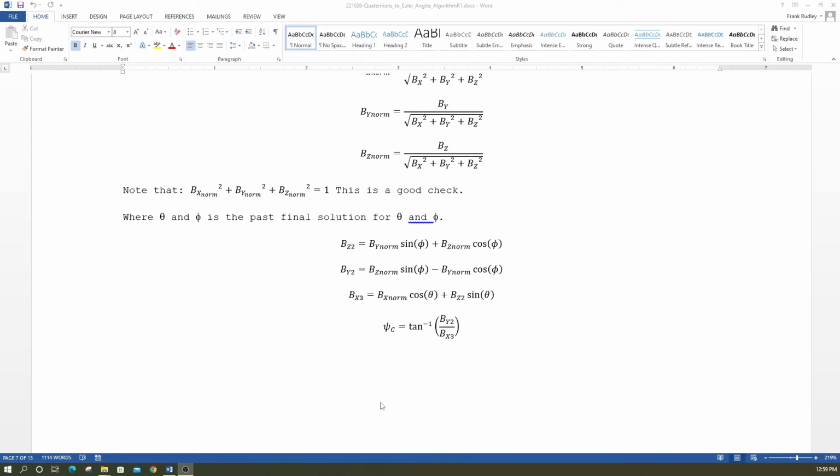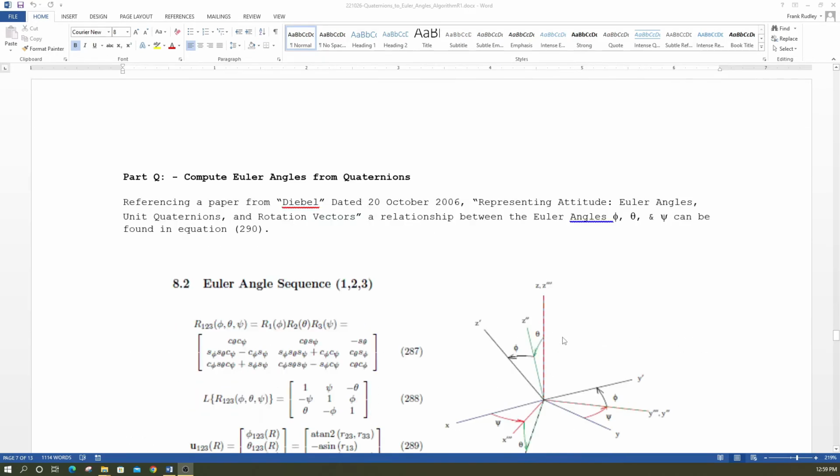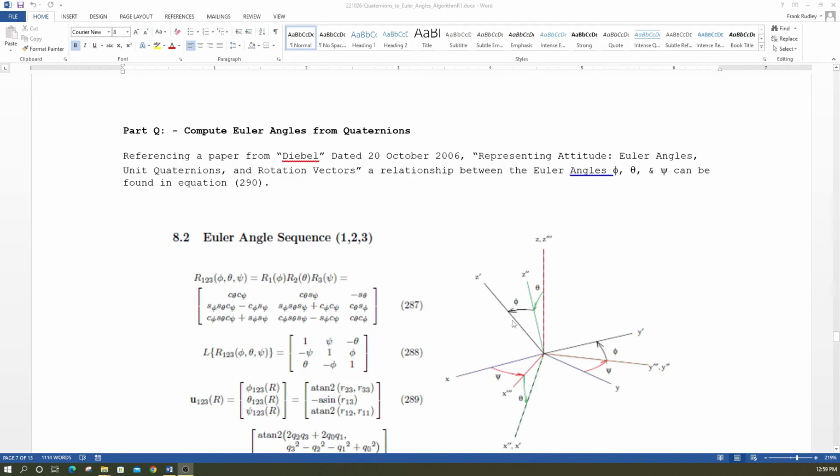Now when I do my inverse tangent, I use an atan2, and that avoids singularities. But since I'm just presenting the general equations here, I just use the inverse tangent. So the next part is a big part. I call it the Q part, Compute Euler Angles from Quaternions.